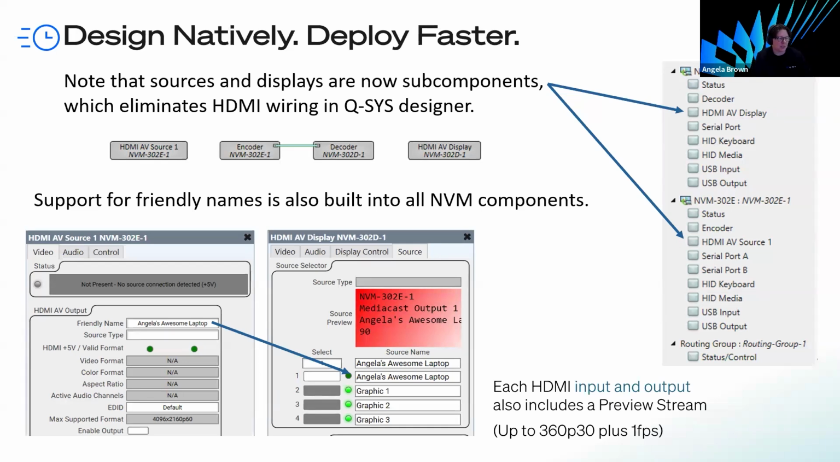And then just to give you the tech specs on the preview stream, it's up to 360p 30 plus 1 frames per second. So that's the spec on what you're getting if you were to put it on a UCI. I can tell you though that it's been pretty cool to see that. So like you open up a routing group and you can just see all your sources and see what video is on each of them. I think it's pretty neat. All right.